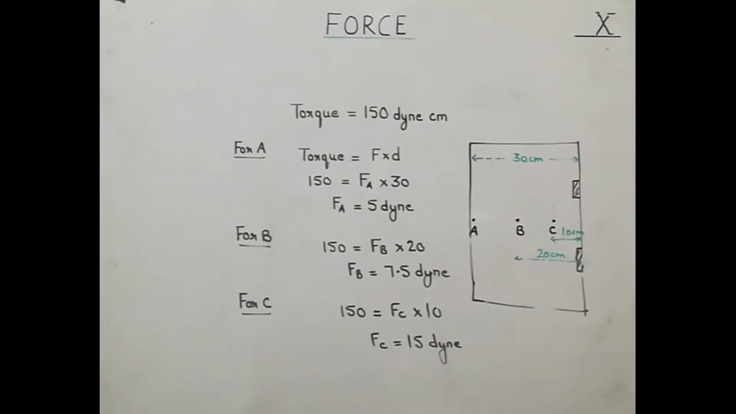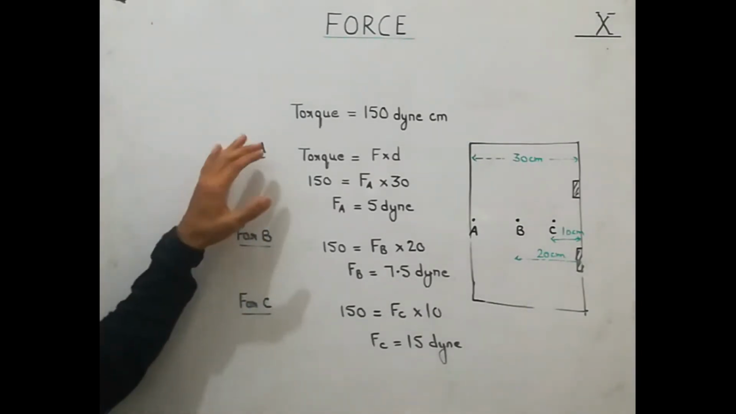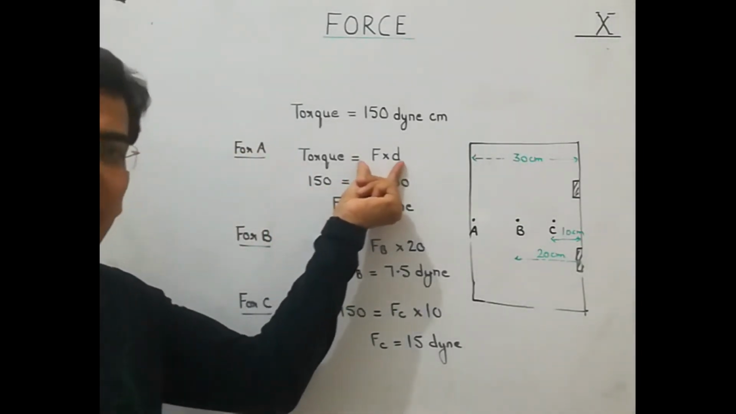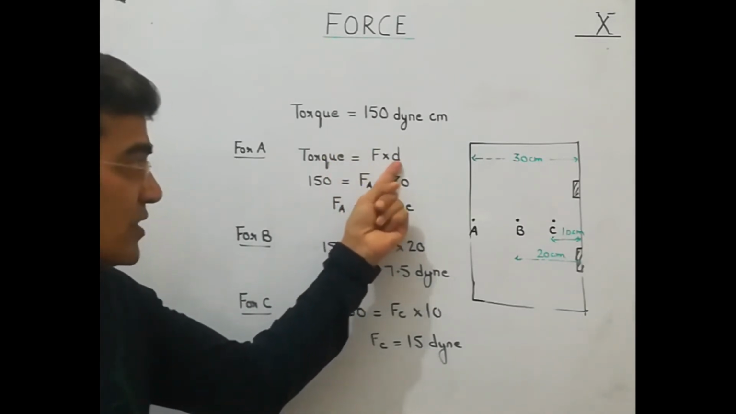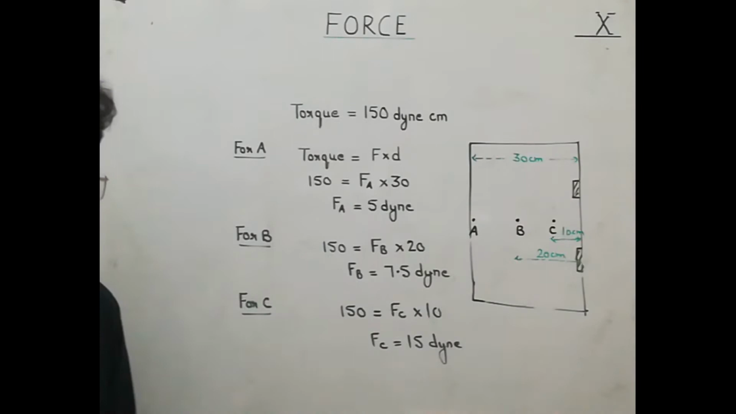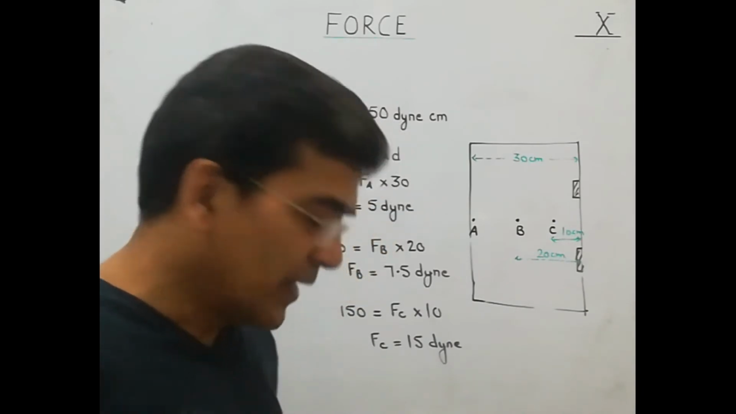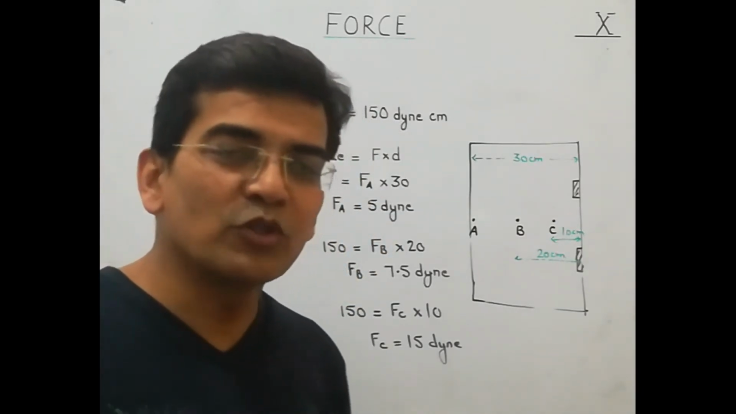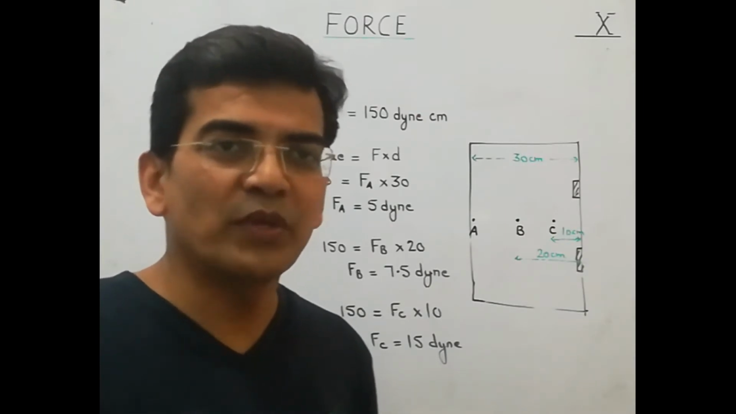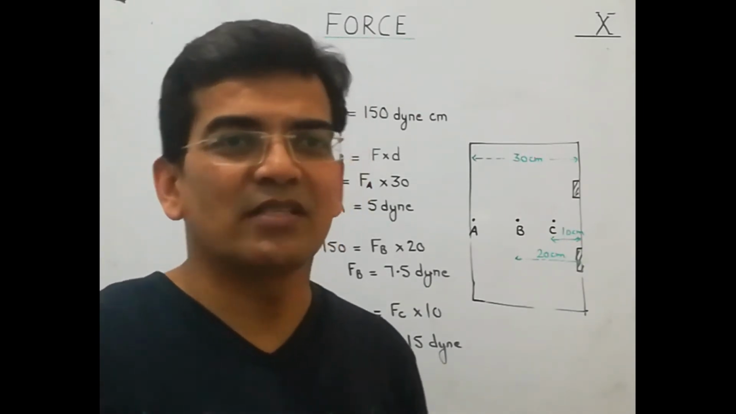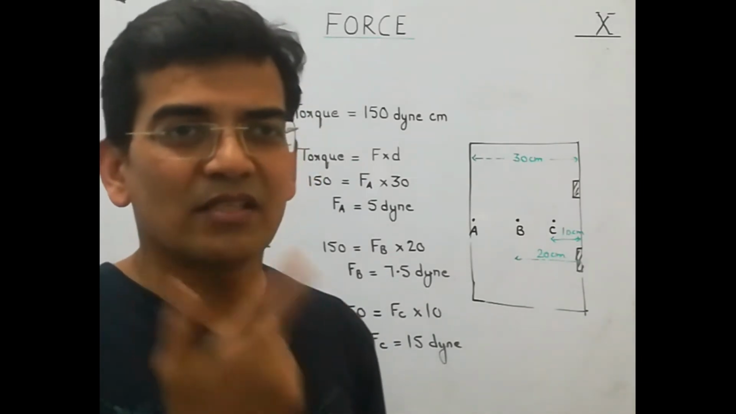Whereas B and C, they are taking distance less than A, so they are applying more force. C takes the minimum distance, so he has to apply the maximum force. So from this point, it is clear that torque or the moment of force is the combination of force and distance. More the distance, less will be the force required. That is why you will observe in all the objects where there is a circular motion about the fixed point, force is always applied from the maximum distance, so that the least force is required.